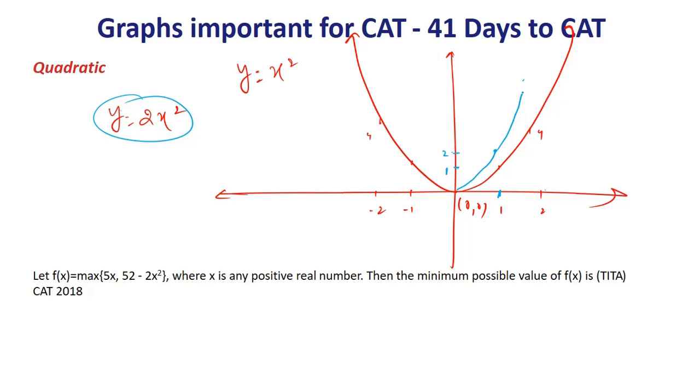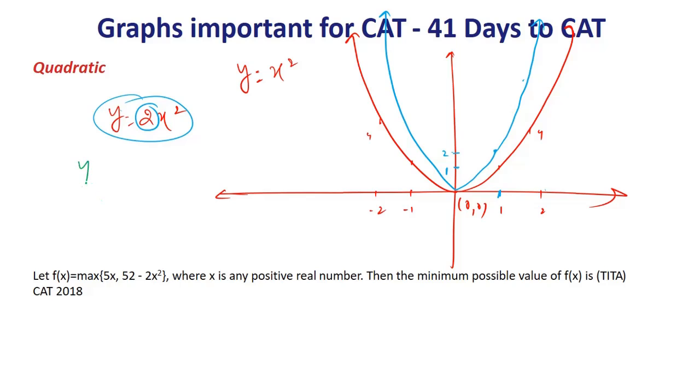So the graph effectively becomes steeper. When you multiply it with any number like 2 or 3 or any other number, then the graph becomes steeper, right? And what happens when you, let's say, divide it by any number?